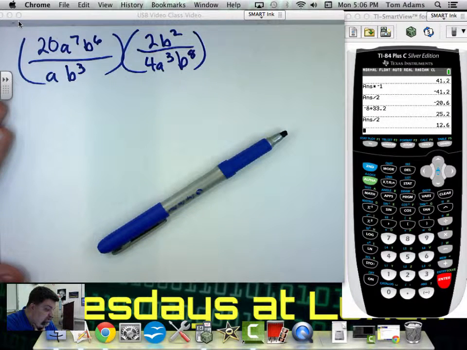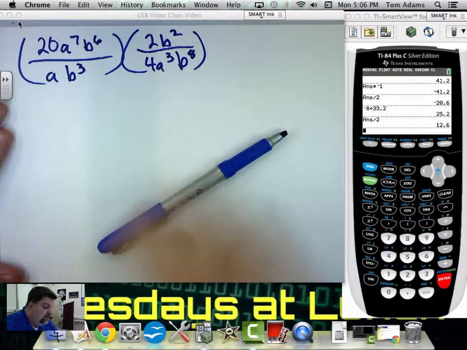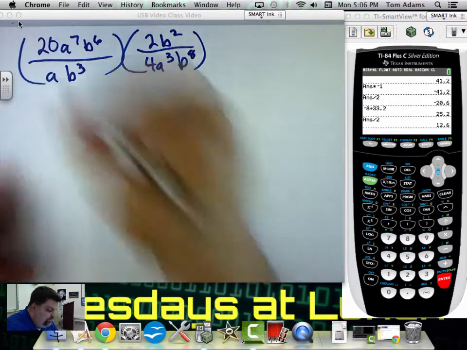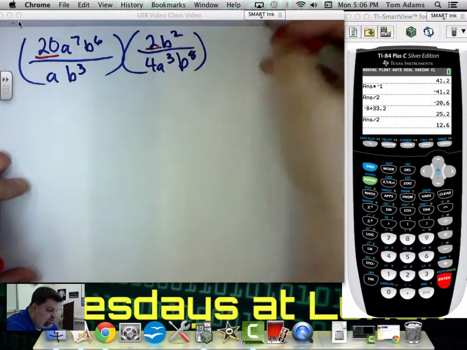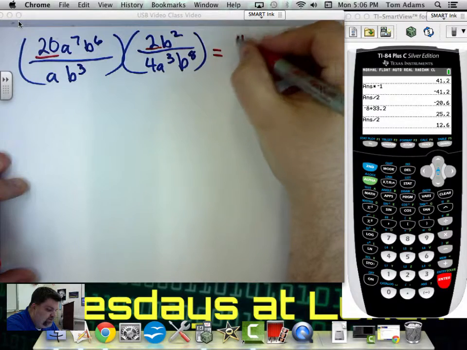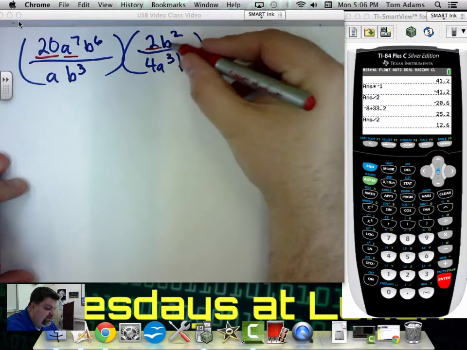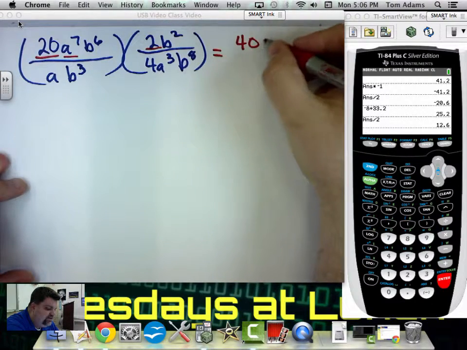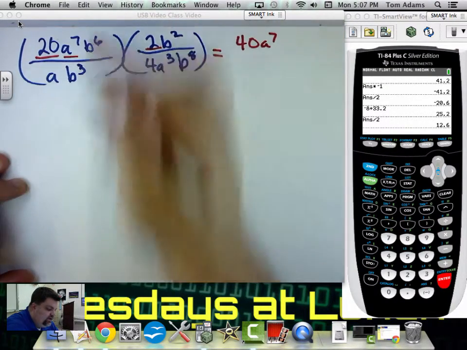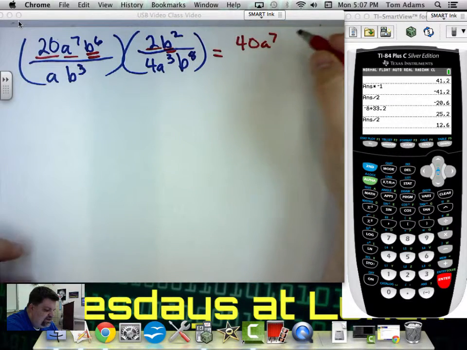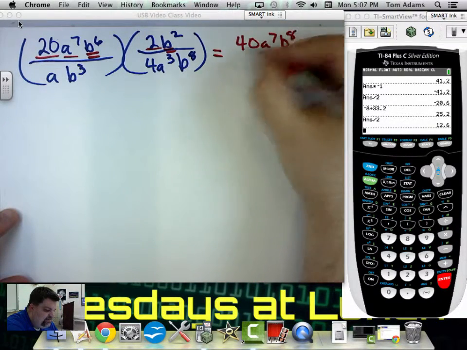Okay, so we can cross multiply, or we can multiply across and then simplify. Let's do that. So I'm going to do one thing at a time. I'm just going to say 2 times 20. Well, that's 40. That was easy enough. And then a to the 7th times, well, there's no a's there, so it's just a to the 7th. And then I have b to the 6th and b squared, that's going to be b to the 8th.